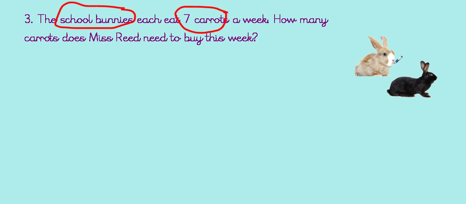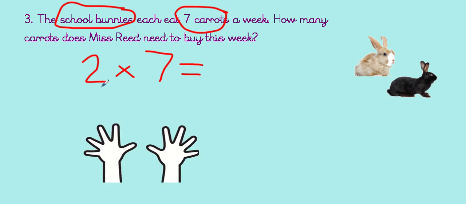I'm hoping that you know that we've got 2 bunnies. We've got Coffee and Midnight. So we've got 2 bunnies, haven't we? 2 groups, 2 bunnies that need how many carrots each? 7 carrots a week. So our number sentence, 2 lots of 7 equals something. I'm hoping that you knew there were 2 bunnies at school.